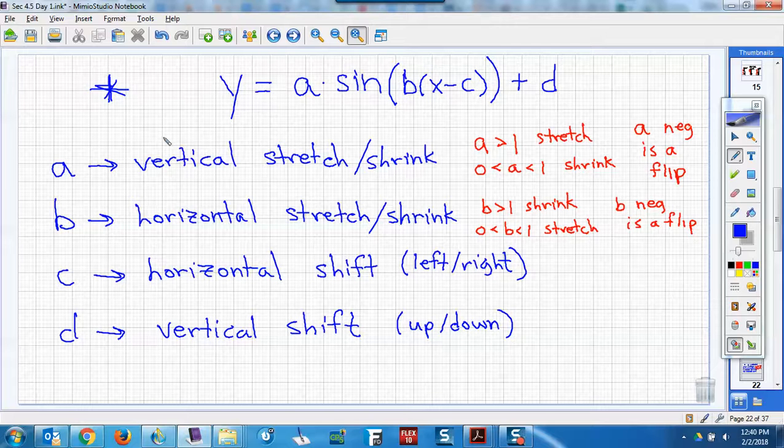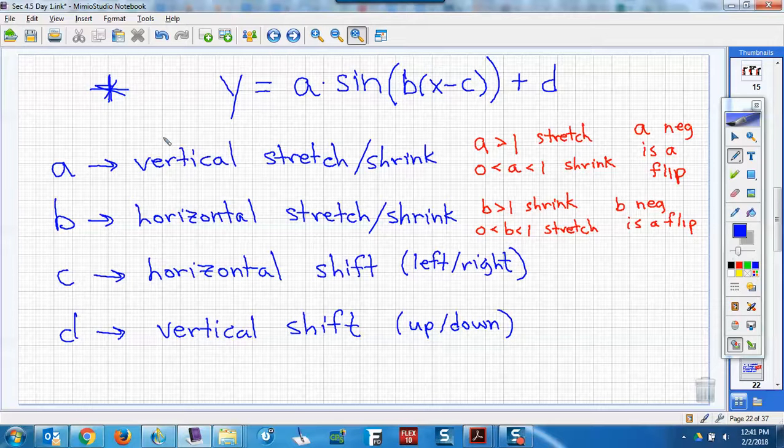Now, usually we don't have all of those at once. We could. And notice on the inside, the b is factored out of the x minus c, because if it's not, then the c is not right. Okay, the shift is not right. The horizontal stretch or shrink, the b has to be factored out of the x to get the shift, and you'll see that when we get to, if we get to any of those. We won't see very many of those. Okay, and then the d on the outside is vertical.